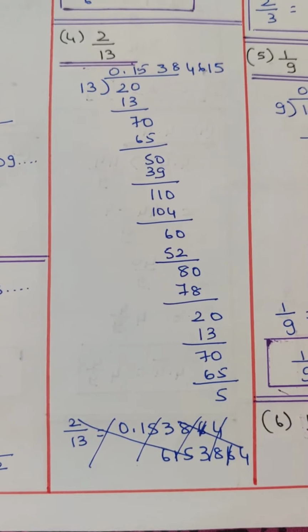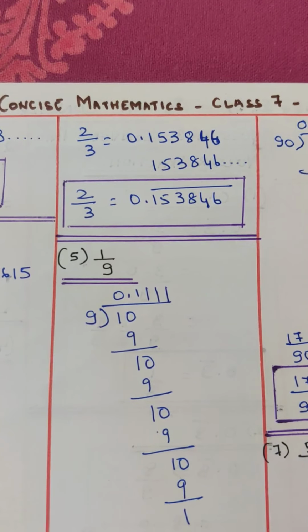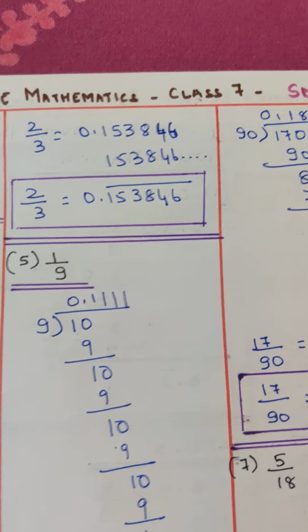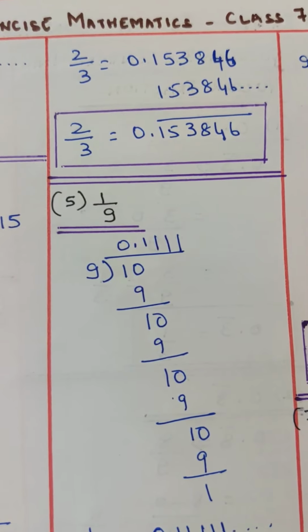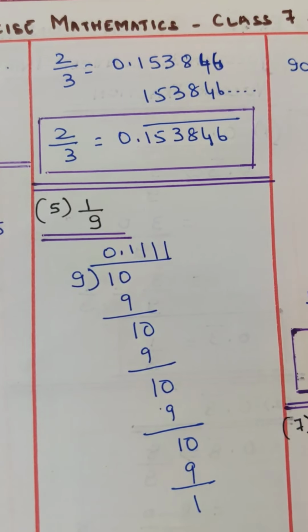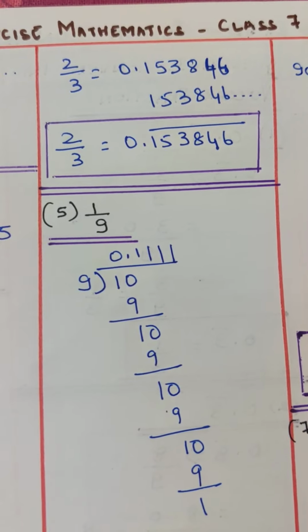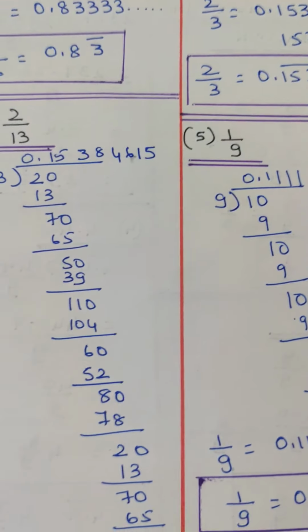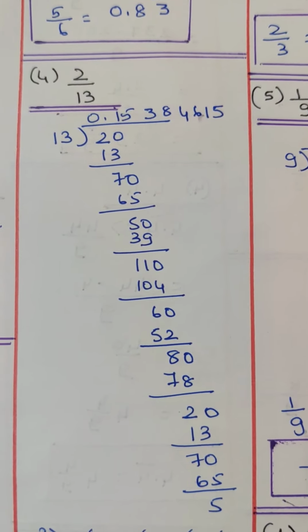Therefore 2 by 13 is equal to 0.153846153846, and it goes on in the same pattern. Therefore 2 by 13 is equal to 0.153846, and I put a bar on all these digits. So hope this is clear, and I'm just pausing for a few seconds for you to understand the division that I have done here.